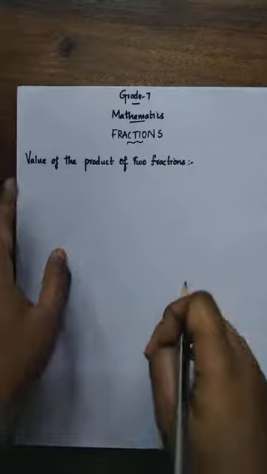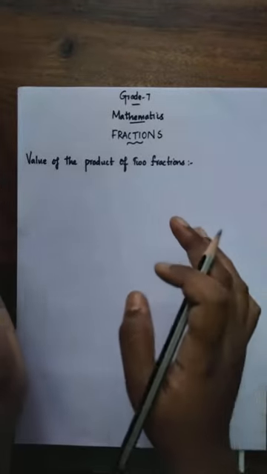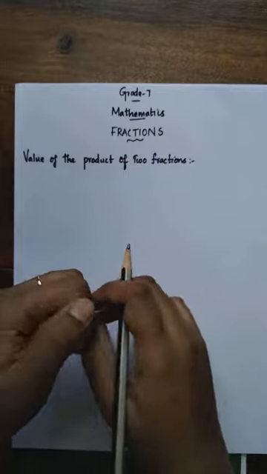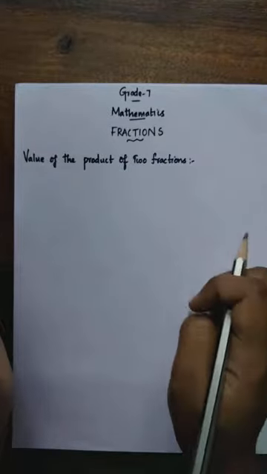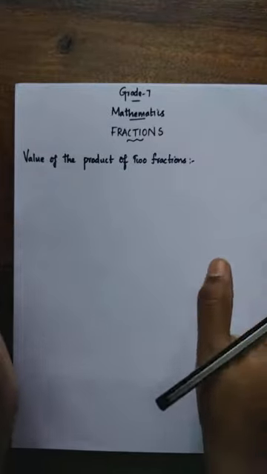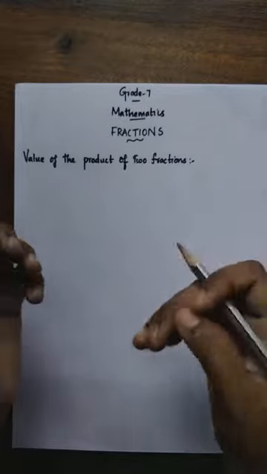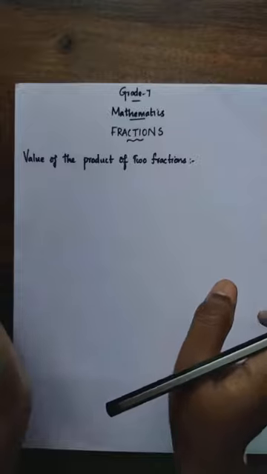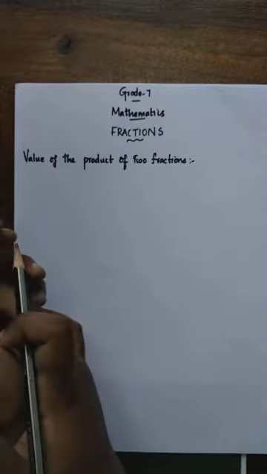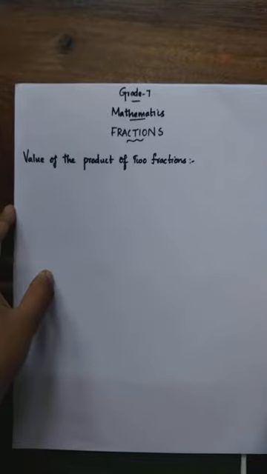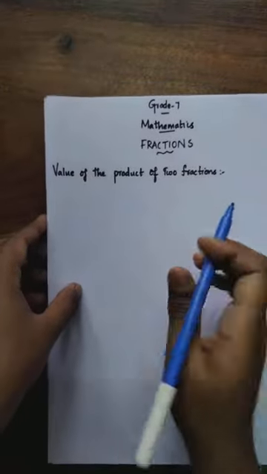Now let us see what happens to the value of the product when two fractions are multiplied. If you are multiplying two fractions, what is the value? That is what we are going to find. So the heading is the value of the product of two fractions. First we are going to take two proper fractions.